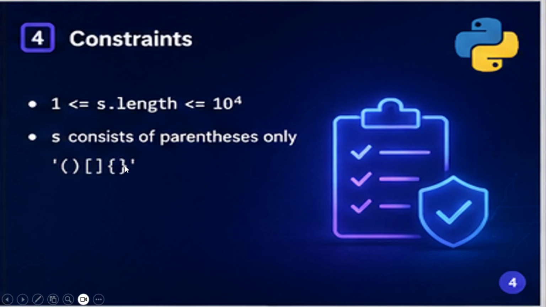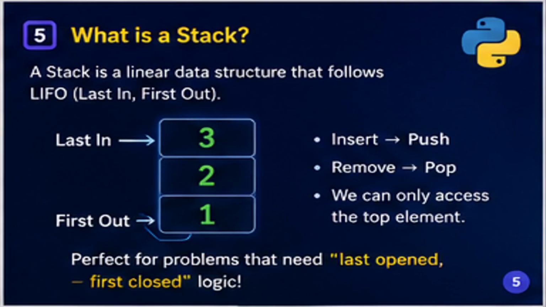To solve this problem efficiently, we need a stack. A stack follows the last in, first out principle. Imagine stacking books. The last book you place on top is the first one you remove. There are only 2 main operations. Push means inserting an element. Pop means removing the top element. Since brackets close in reverse order of opening, stack becomes the perfect data structure.